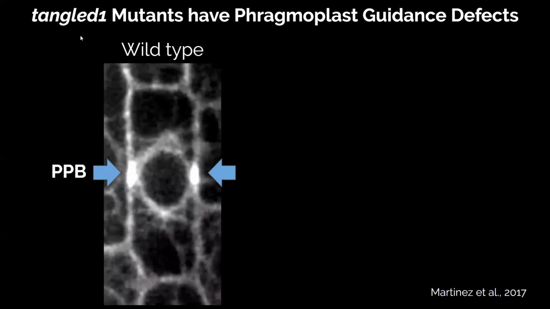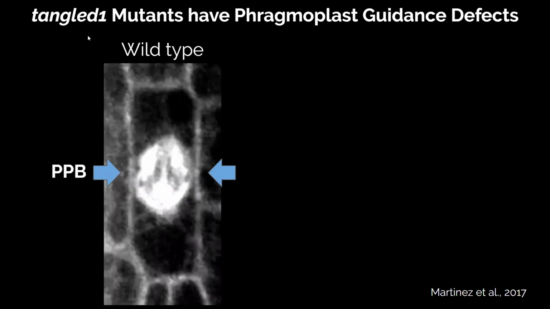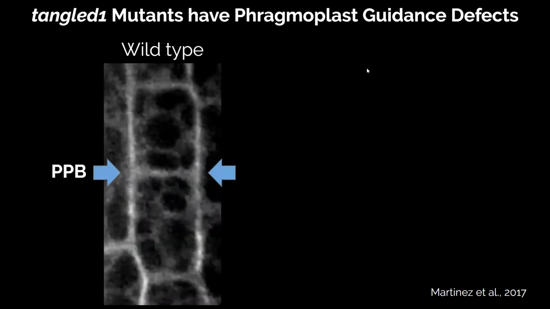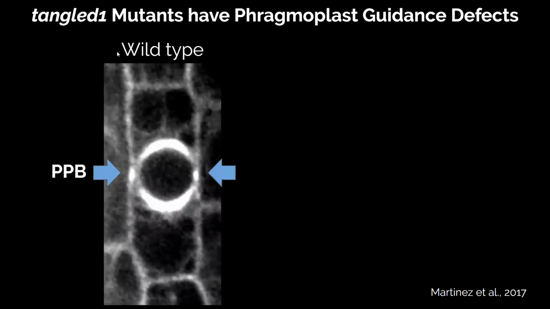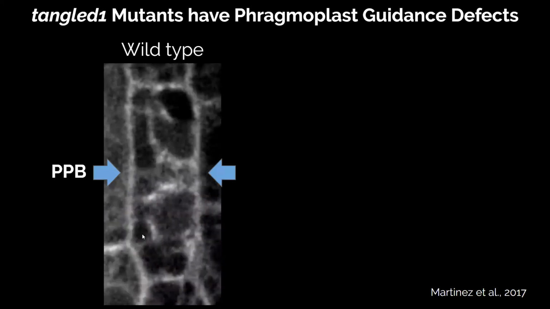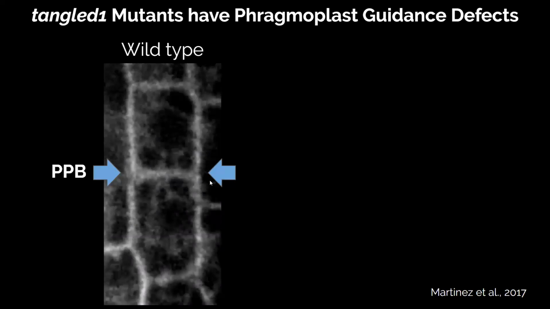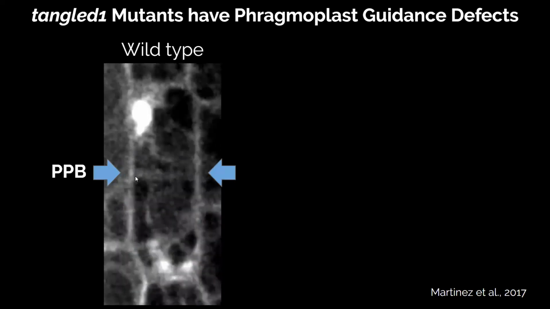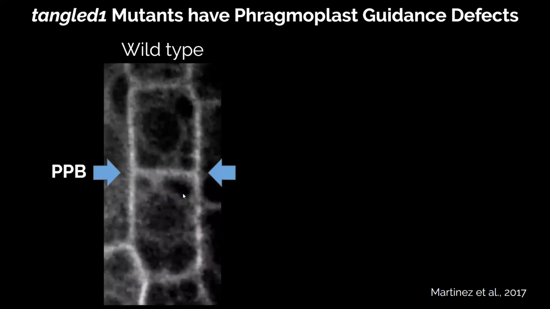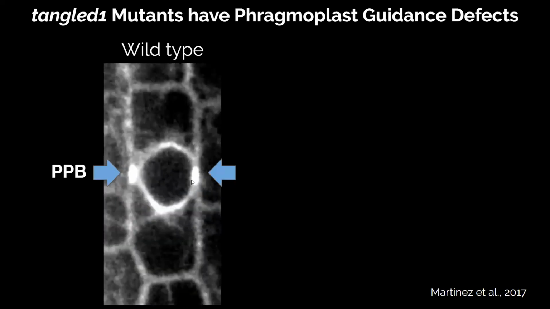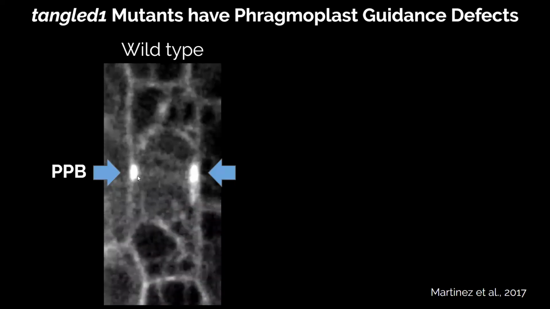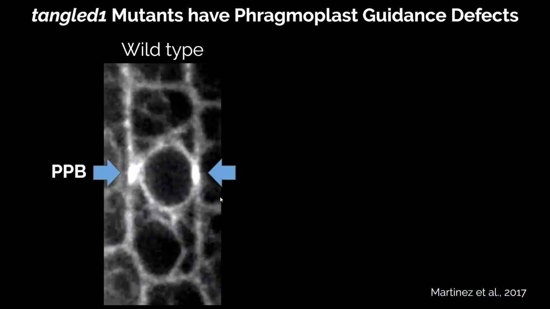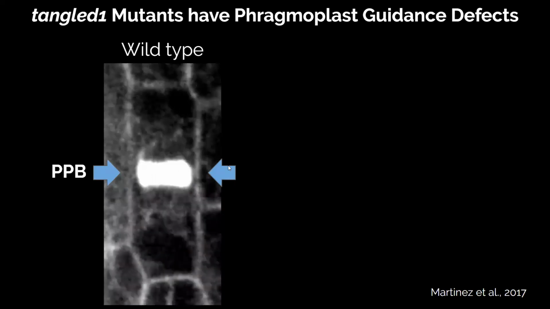Now that we understand that a little bit, we can look at why tangled mutants have division plane defects, and it happens to be because of a phragmoplast guidance defect. First I'm showing an example of a time lapse of a wild-type maize epidermal cell undergoing division. This is a cross-section, so even though the pre-prophase band is actually a ring, it looks like two bright puncta. What you'll notice is that it disassembles, the spindle forms, and the new cell wall is constructed at the site originally marked by the pre-prophase band, indicated by those blue arrows.